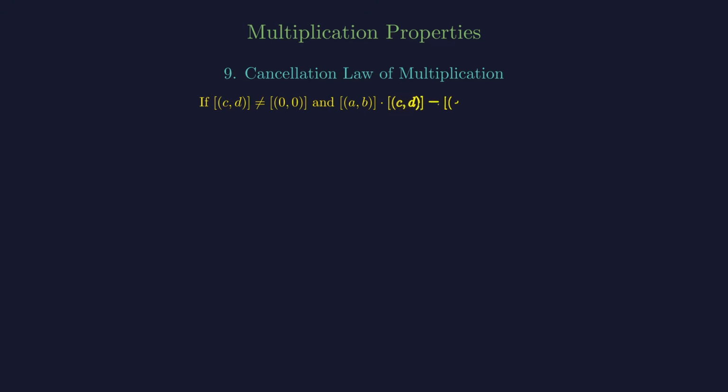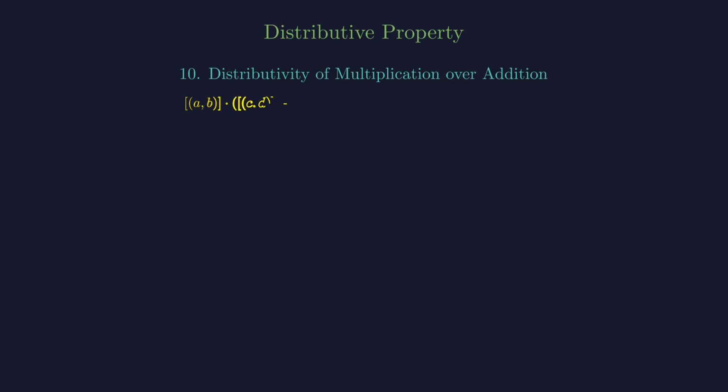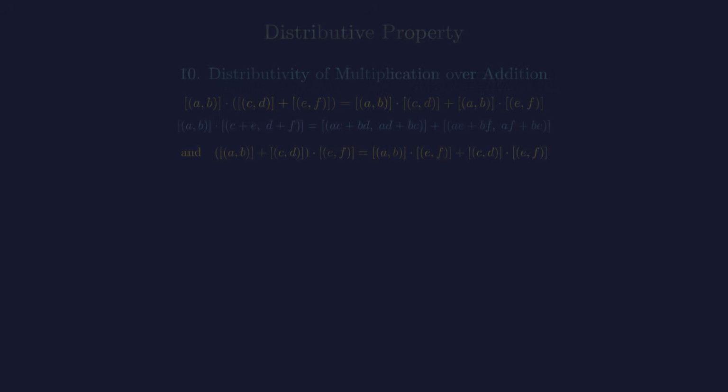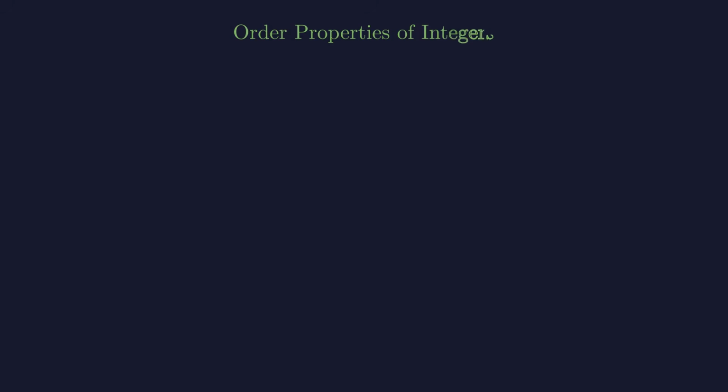The cancellation law of multiplication of integers holds true like in the case of the set of natural numbers. The distributive law of multiplication over addition. This law holds true in the case of integers. The proofs or verification are straightforward, using the definition of equivalence classes, addition, and multiplications.